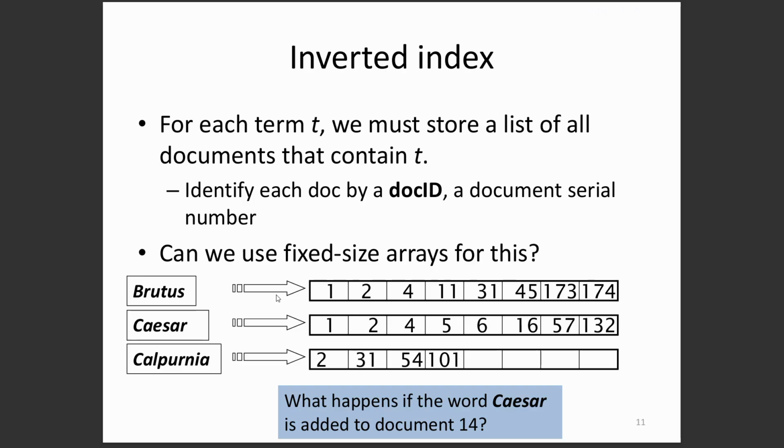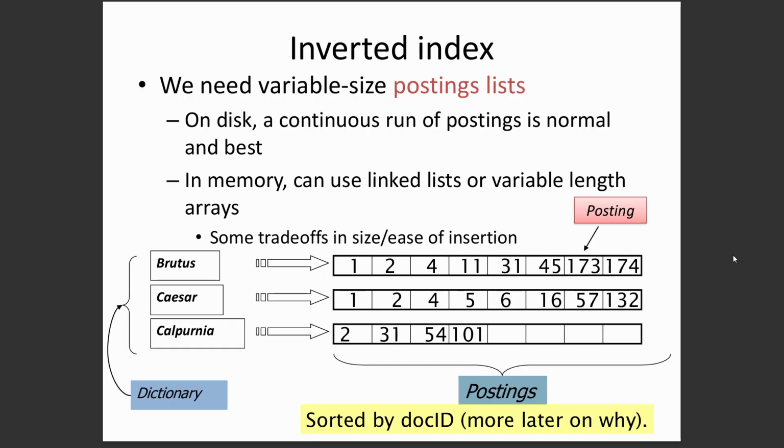So for example, Brutus is present in document number 1, 2, 4, 11, 31, 45, 173, 174, and so on. Now we need variable size posting lists. The words on the left side are the dictionary, and the words on the right side are the posting lists. And the postings are sorted by document ID.